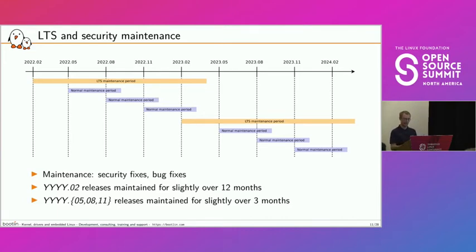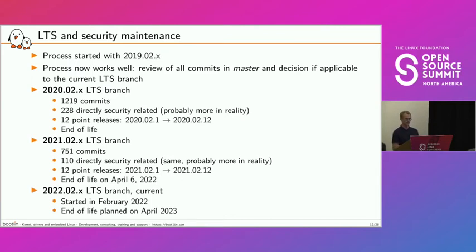Of course, some people can consider 12 months as not being long-term, and I would tend to agree, but that's a starting point, and we hope to extend that later, but for now, that's where we are. So this has been ongoing already for 2019.02, 2020.02, 2021.02, and so we recently started the cycle for 2022.02. So that process works fairly well now.